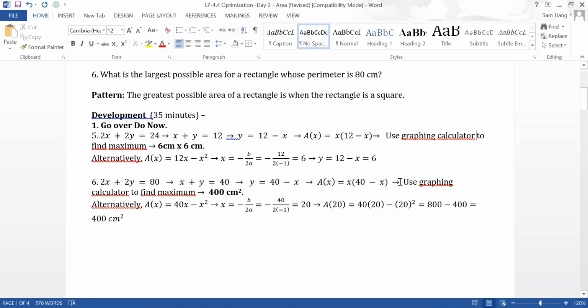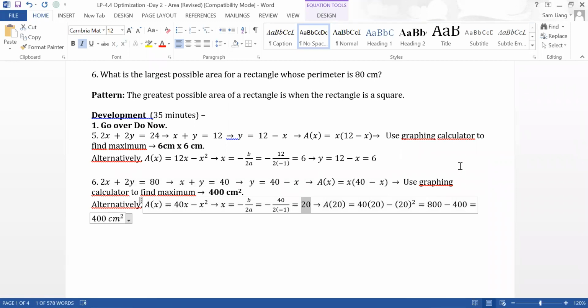So therefore the area of the rectangle is going to be x times 40 minus x. At this point you can use a graphing calculator or use negative b over 2a. You're going to find that it's 400 centimeters squared. For negative b over 2a, it's going to be negative 40 divided by 2 times negative 1, which is 20. And then you evaluate the function at 20. So A of 20 is 40 times 20 minus 20 squared, right? And that'll be 800 minus 400, which gives us 400 square centimeters.